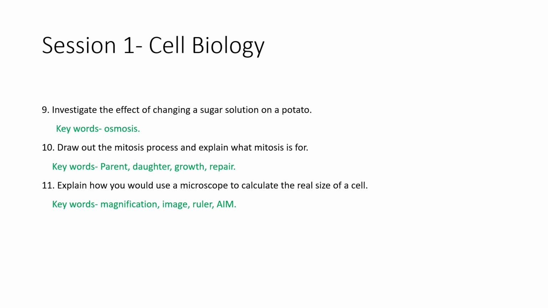Question number 10, draw out the mitosis process. So start with your parent cell and end with your daughter cells, and put 4 chromosomes in the initial parent cell and kind of illustrate where they go, and then say exactly what mitosis is for.